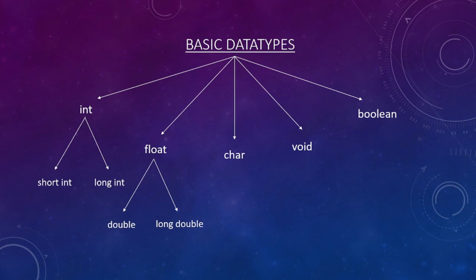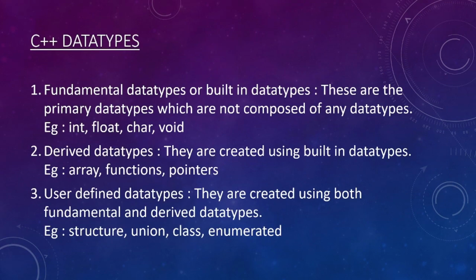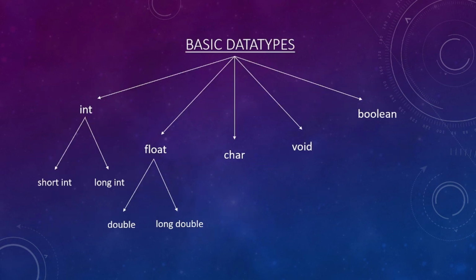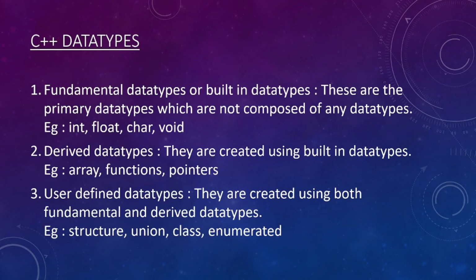Next, coming to the basic data types. Now we know what the basic data types are, right? They are the primary data types which are not composed of any other data types, which means they are the most basic ones. Using those we can derive other data types, or we can create our own data types, right? Here the examples are int, float, char, void, boolean, right? I'll be explaining all of these data types in this video itself. So first let us learn the concept of modifiers, because we'll be using it here.